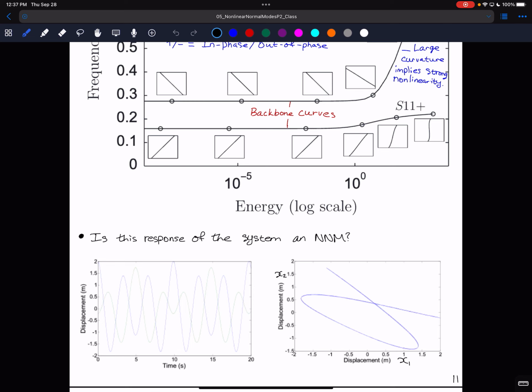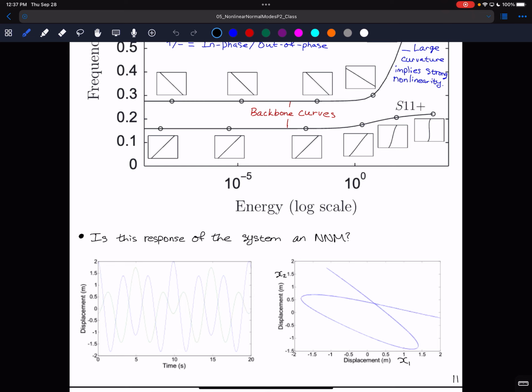So what does this present? Yeah, so on the left is the time response of the system over a single period. So one of them is x1, one of them is x2? Yeah. And then on the right side is the modal curve for that.